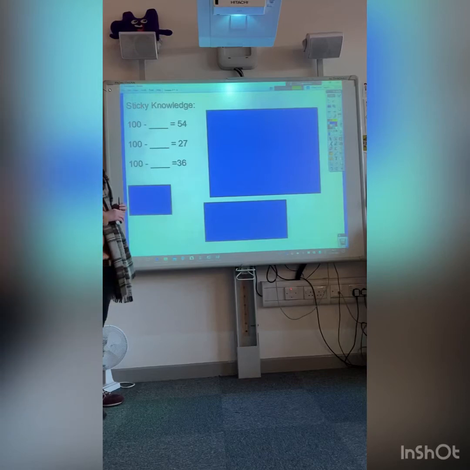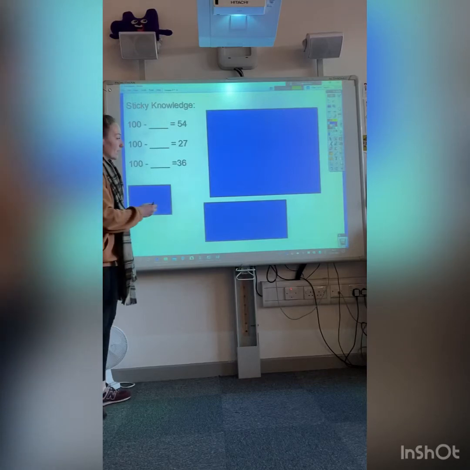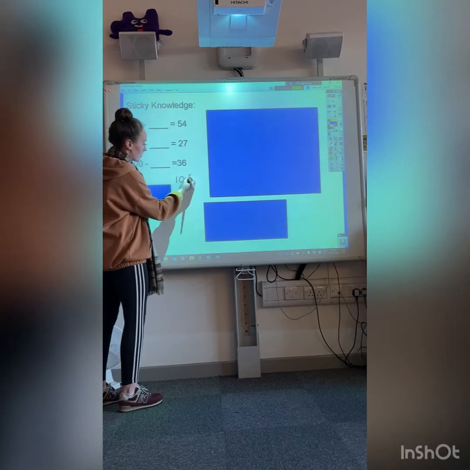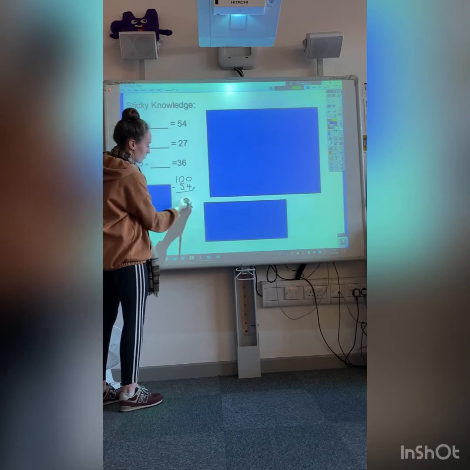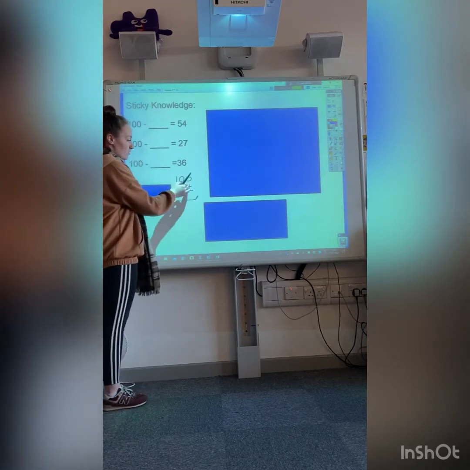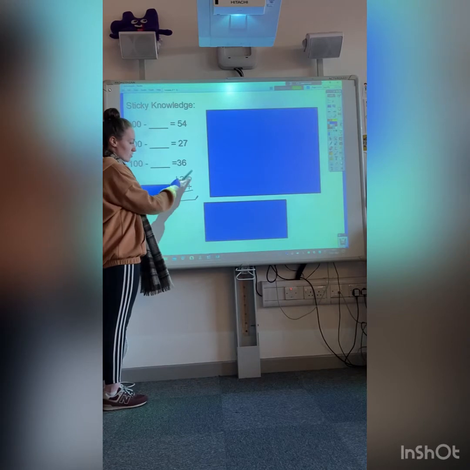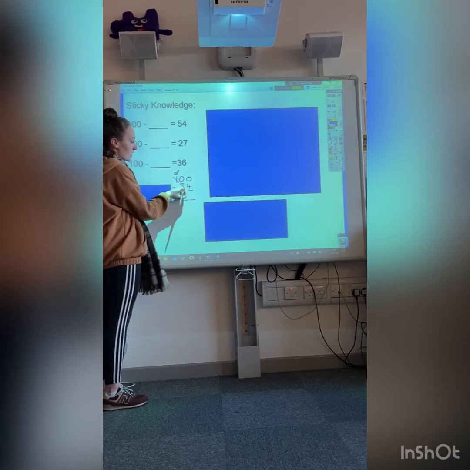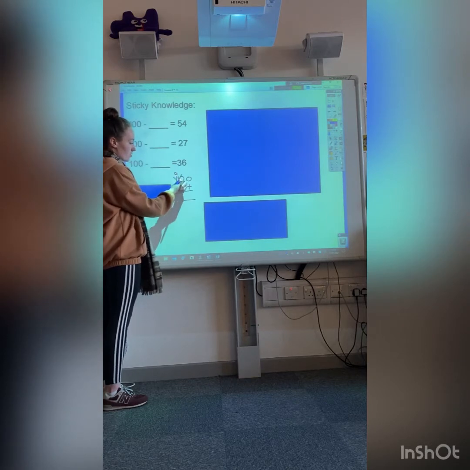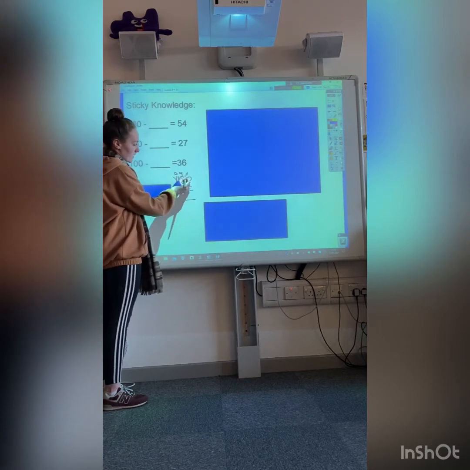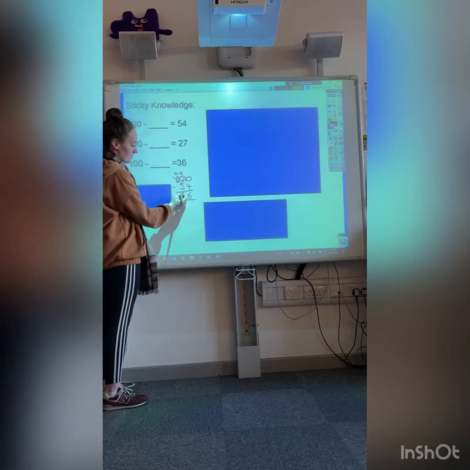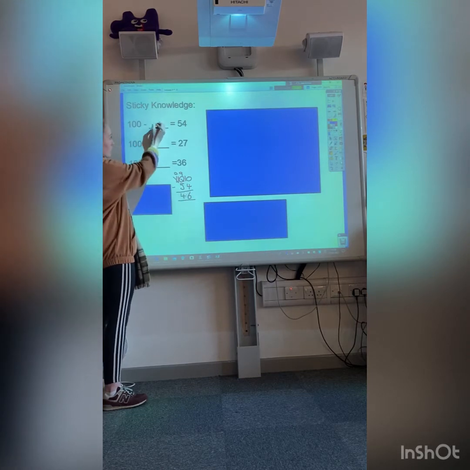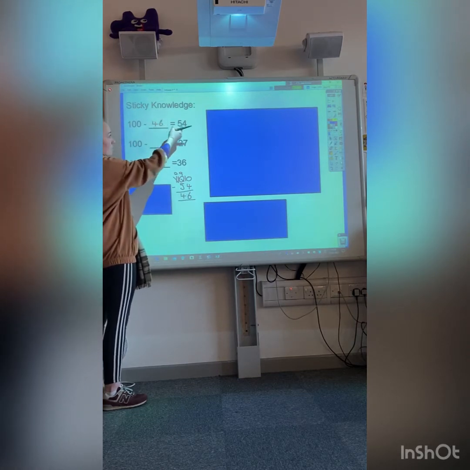Missing equals 54. Now to find that missing number, I'm going to do 100 take away 54 using column subtraction. Because 0 take away 4 can't do, I'm going to move to my 100. I haven't got any tens, so cross out my 100, that becomes 0, carry my 100 into my tens column, cross that out, that becomes 9 tens, carry the tens into the ones, 10 take away 4 is 6, 9 take away 5 is 4. 100 take away 46 equals 54.